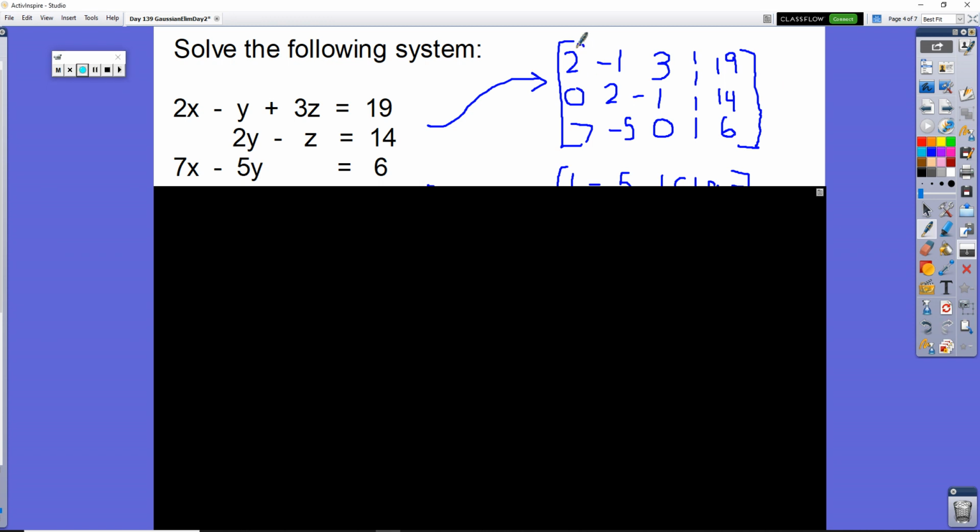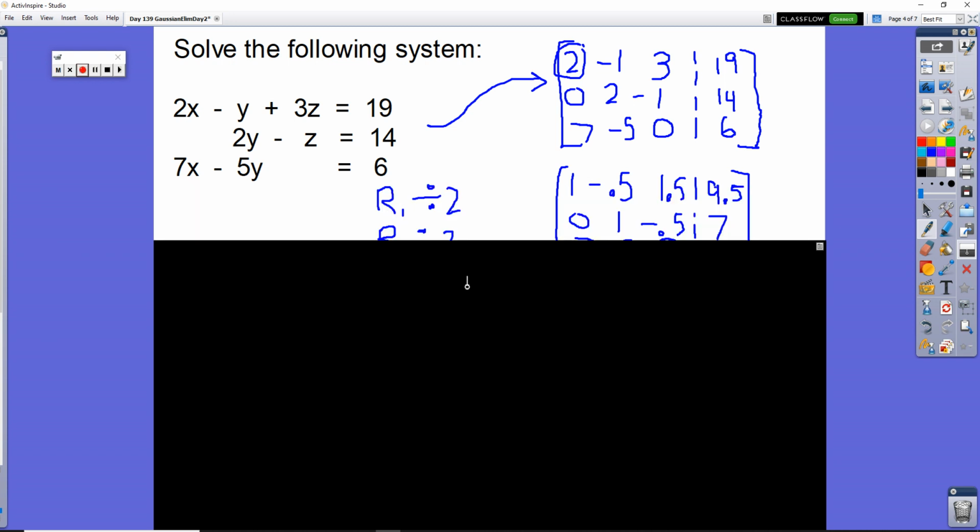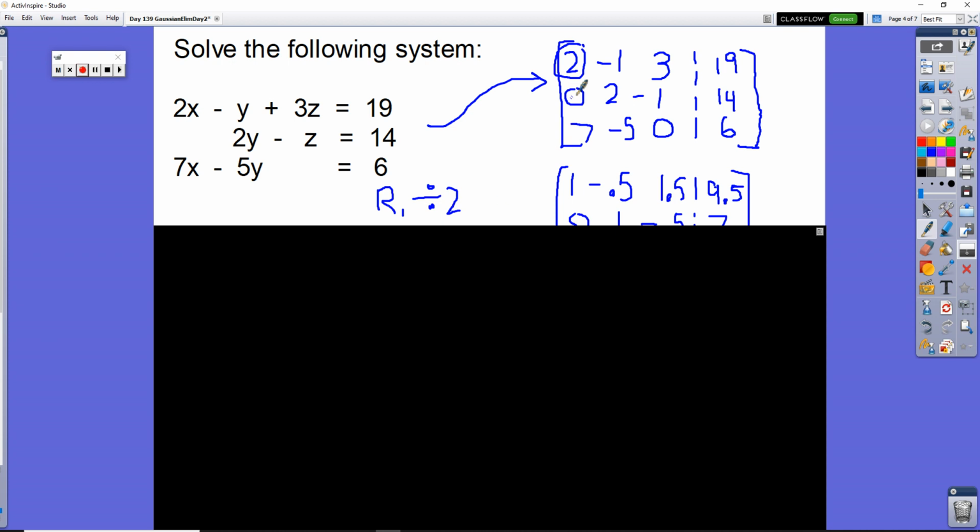Again, we always start in the top left corner. I need to turn this spot into a 1. So I'm going to take everything that was in row 1 and divide it by 2. So dividing 2 by 2 is 1, dividing -1 by 2 is -1/2, dividing 3 by 2 is 1.5, dividing 19 by 2 is 9.5.